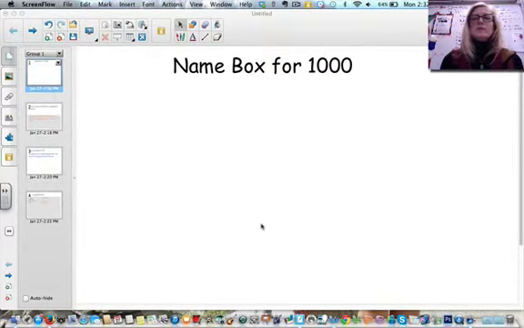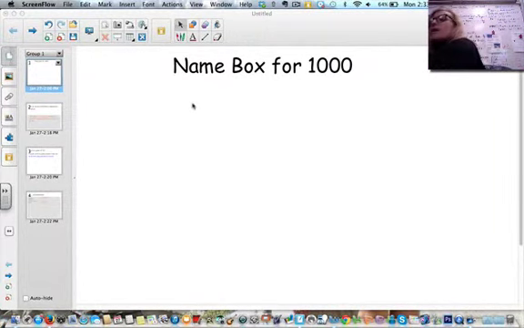7.2 has to do with exponential notation. So we're talking about the powers of 10, which we touched upon in class today. We're just going to start by looking at the number 1,000. And let's do a name box for 1,000. If you remember, for a name box, we're going to find many, many different ways of writing the number 1,000.